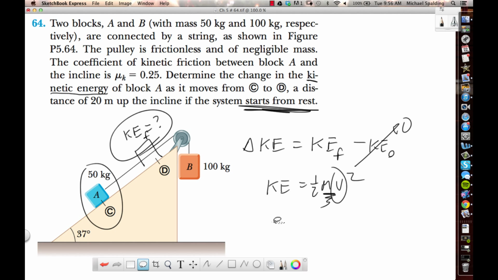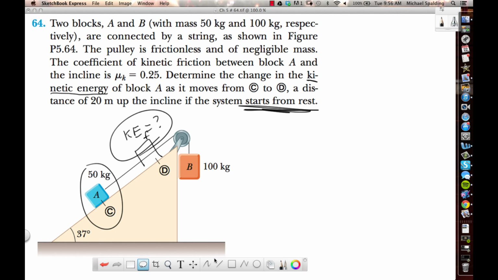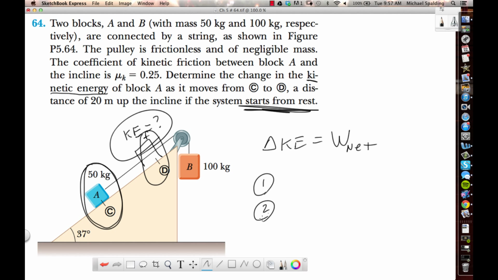Some of you may have tried going, okay, change of kinetic energy. We talked a lot about this. What is change of kinetic energy equal to? Work net. But this is going to run into a problem because look, as Block A goes from here to here, there are 3 forces doing work. We can get 2 of them. 2 of them are no problem.